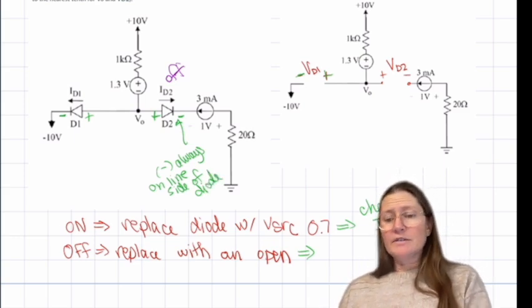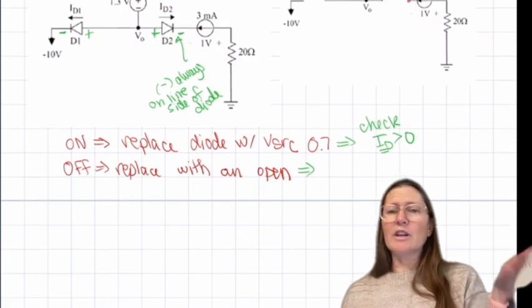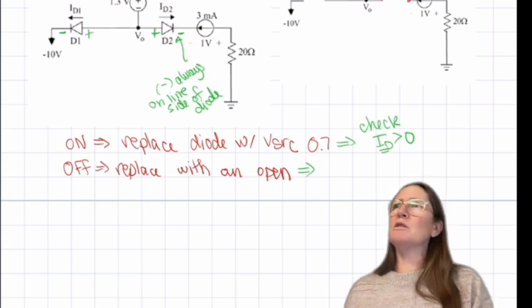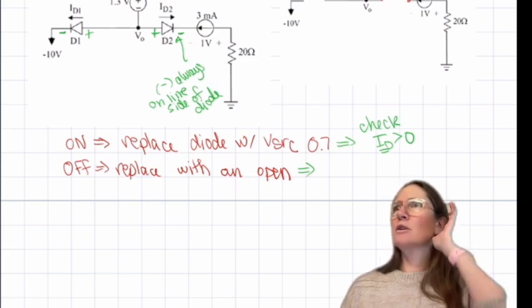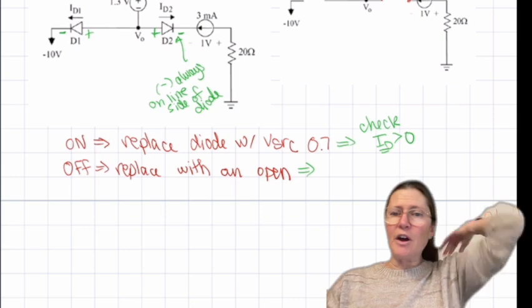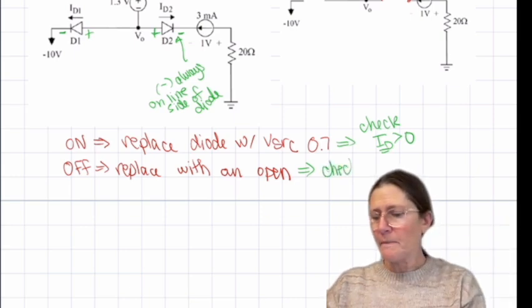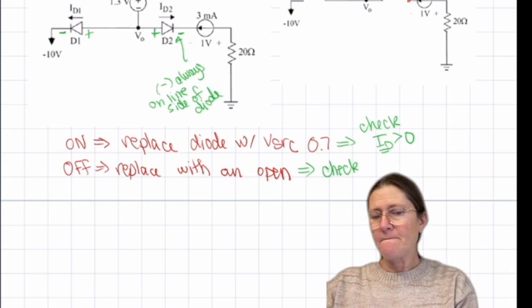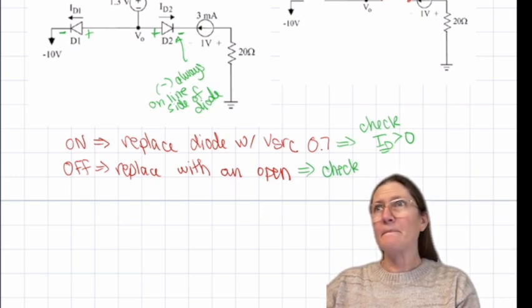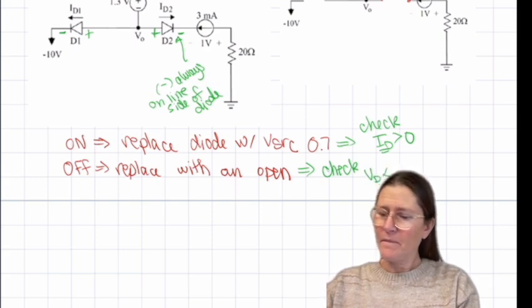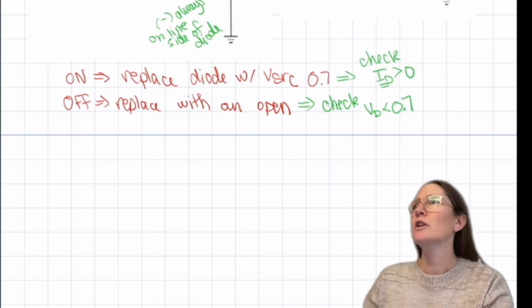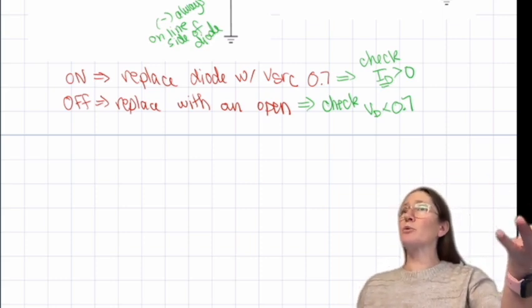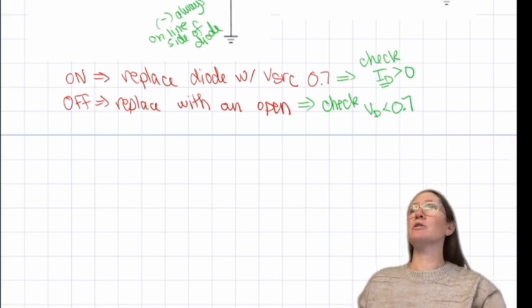If it is 0 or greater than 0, then you're like, yes, great, that was my correct assumption. If it's negative, like our last case, you would say, no, that was an incorrect assumption. If it's off, you're going to check what? Voltage across it's less than 0.7. Correct. So you're just making sure that the voltage across it isn't enough to turn it on. If you do find that VD is greater than 0.7, then again, that will be a wrong assumption that it's off.